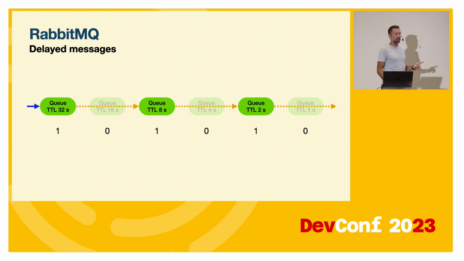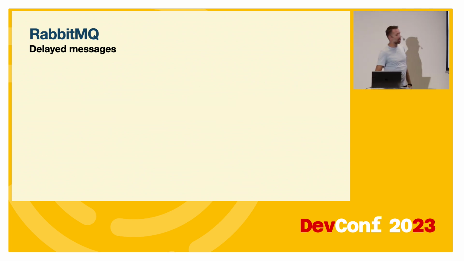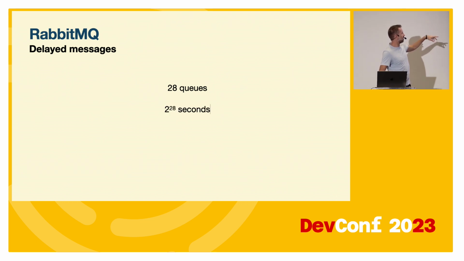And we think that's pretty cool. We haven't seen anyone else doing that, and that's something we invented for Service Bus. Using 6 queues, you can have a maximum delay of 63 seconds. That's not very much, so what we actually do is create 28 queues. That gives you a maximum delay of 2 to the 28 seconds, or 8.5 years, basically. We think 8.5 years is probably enough for anyone.